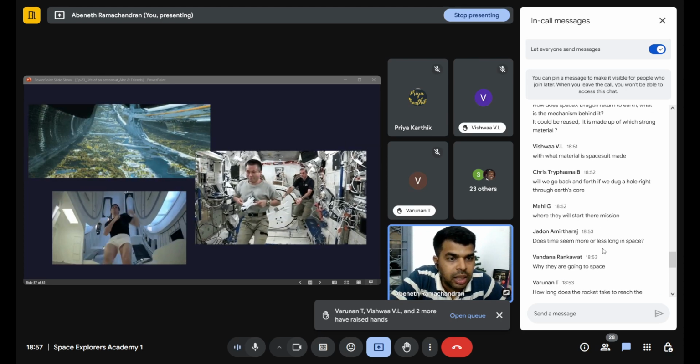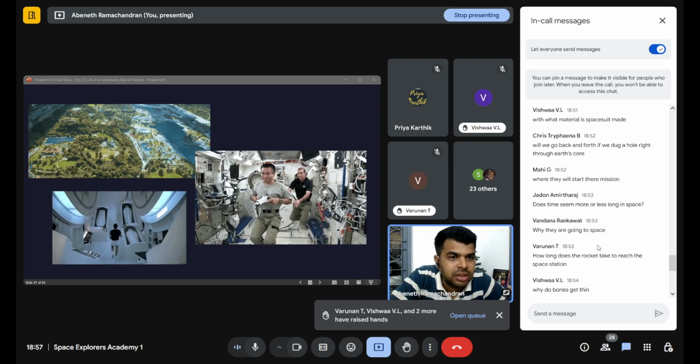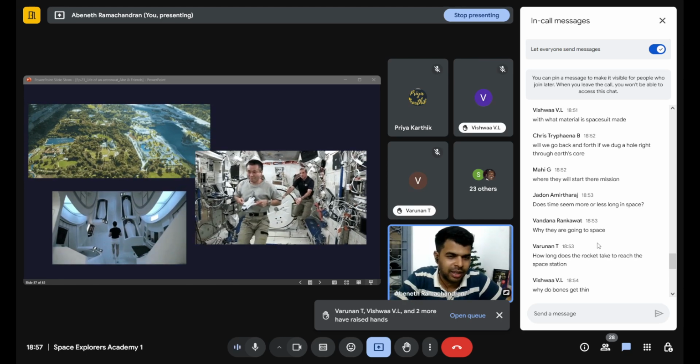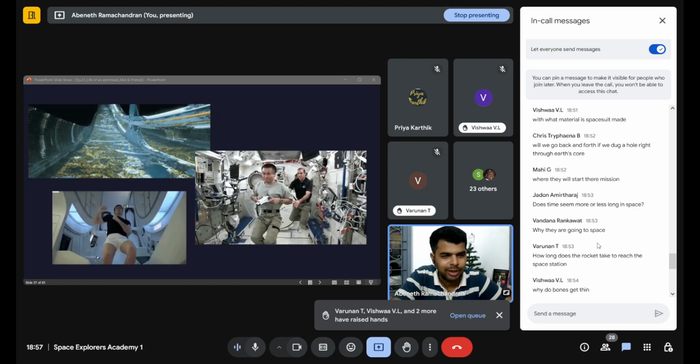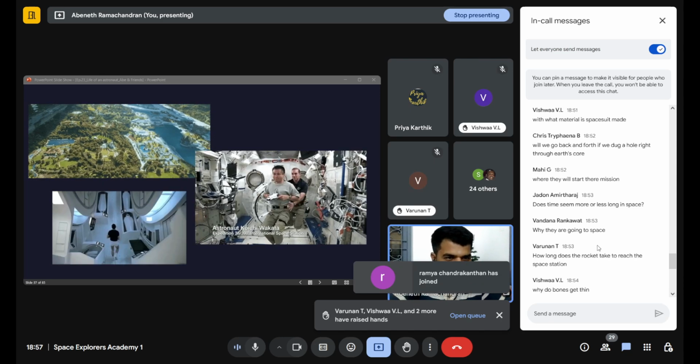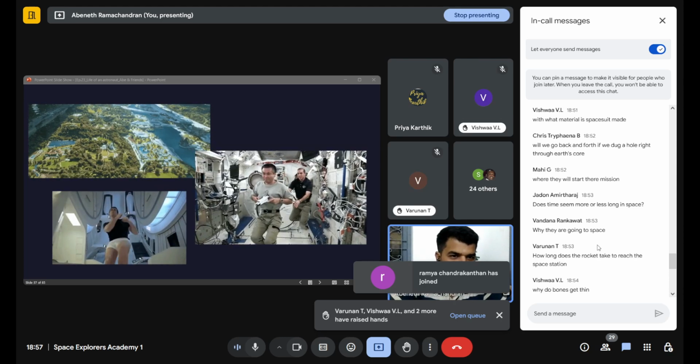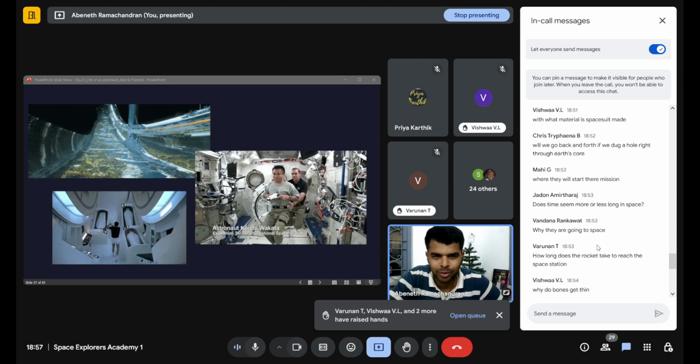Where will they start their mission? I don't understand the question. Does time seem more or less long in space? Relative time is a very advanced concept. It will take me another 3-4 days to explain relative time. Someday if you are free, I will come to your school and explain it to you. Why are they going to space? To live on another planet.